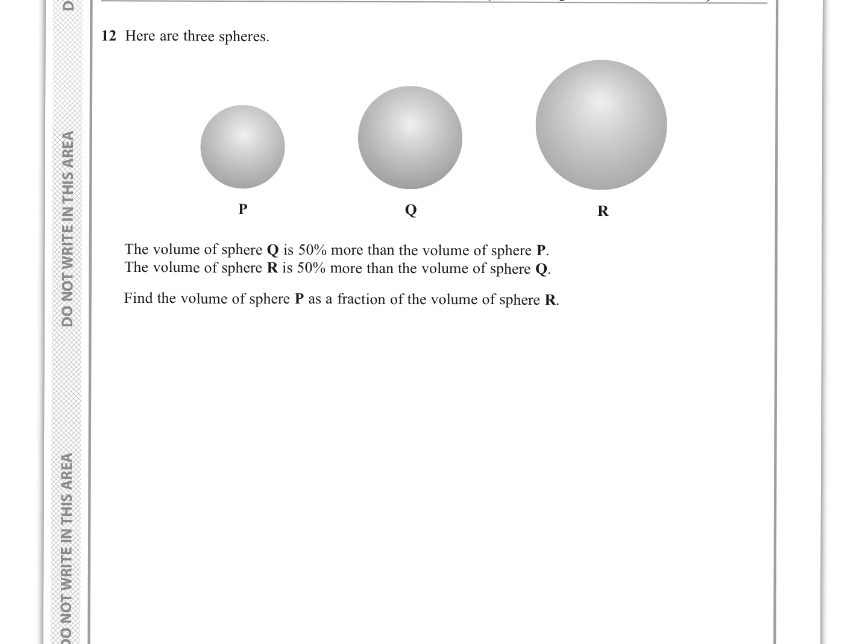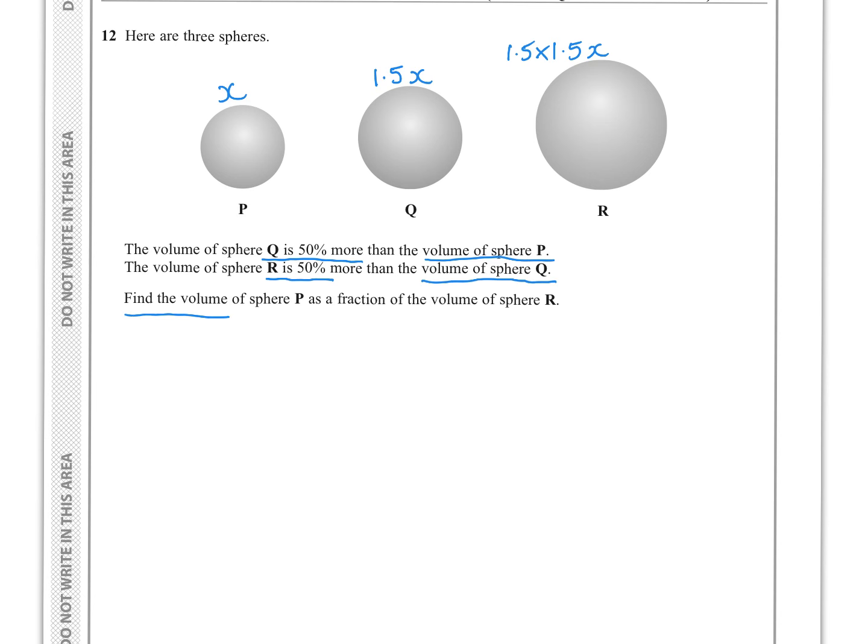Question 12. There are three spheres, P, Q and R. It says the volume of Q is 50% more than the volume of P. So if we let x be the volume of P, then Q is going to be 50% more, which is 1.5 times more than P, so 1.5x. And the volume of R is 50% more again than the volume of Q. So we take the volume of Q, 1.5x, and we have to times that by 1.5 again to raise it by 50%.